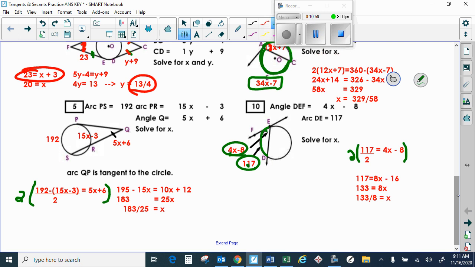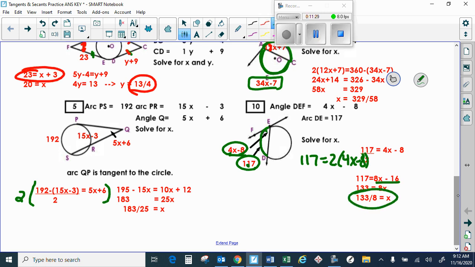Okay, either way. In what I did over here, I took half of it instead, and then I had to double both. I could have just made it 117 equals 2 times 4x minus 8. That would have been easier. But either way works. Distribute through, and you get your 8x minus 16 right there equals the 117, and then you finish off with 133 over 8.